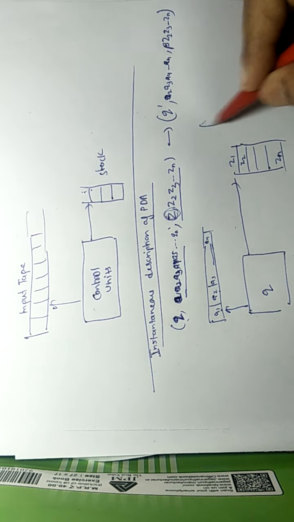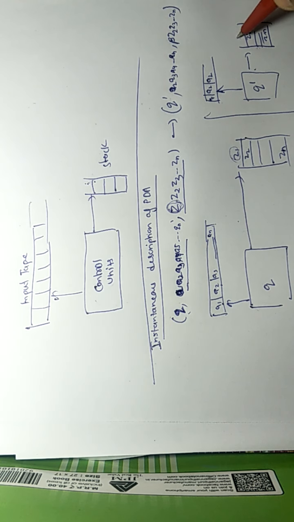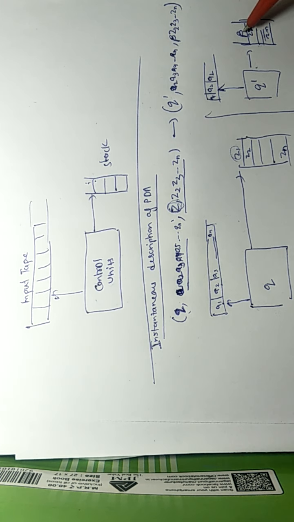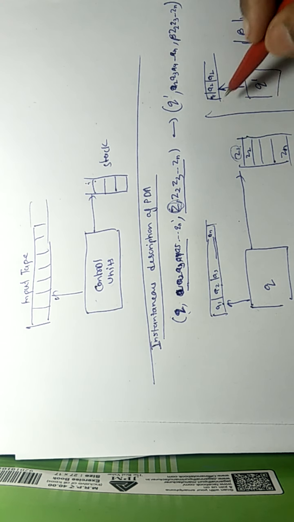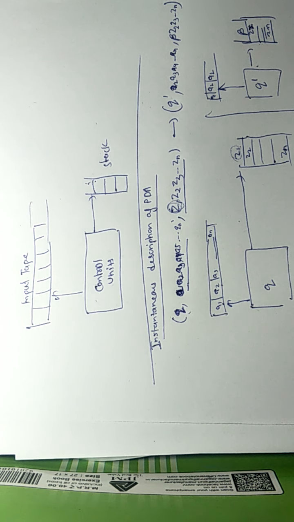From a1 we move to a2, and what we did, at the top, in the place of Z1 we did something. That something, maybe we pop it or we push something here. It can be anything, either push or pop operation. We are just representing it at some random time, at some instantaneous time. So it is an instantaneous description.